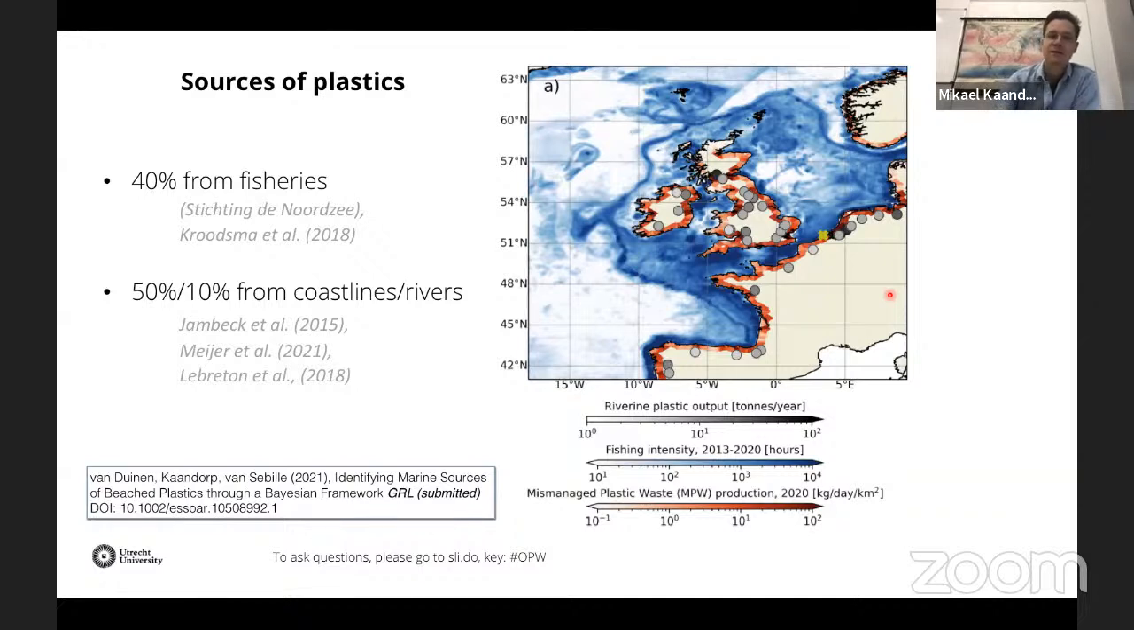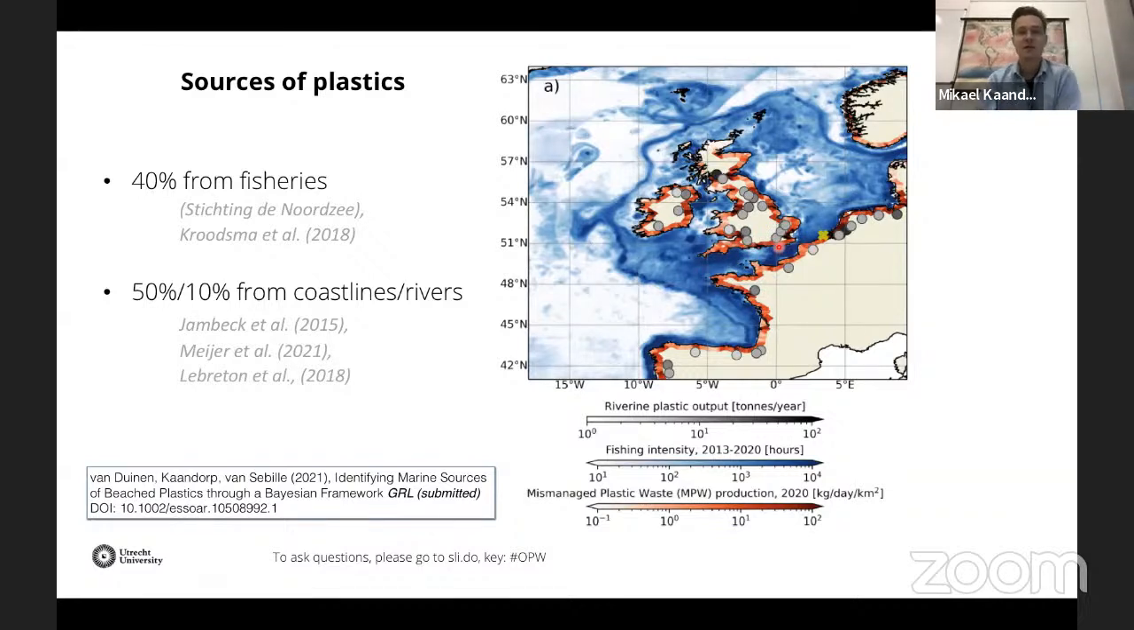So in this picture, I illustrated where we expect a lot of plastic input. If you look at the fishing intensity indicated in blue, we see that there's a lot of fishing industry going on in the English Channel, for example. So this could be a source of plastics that we find in the Netherlands.